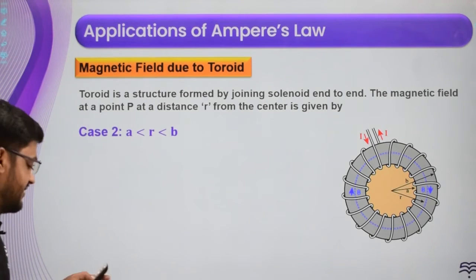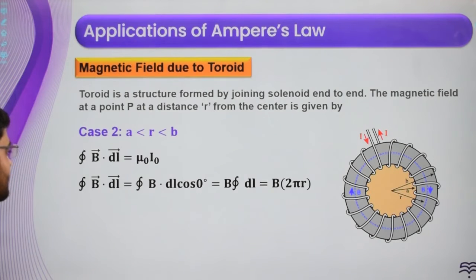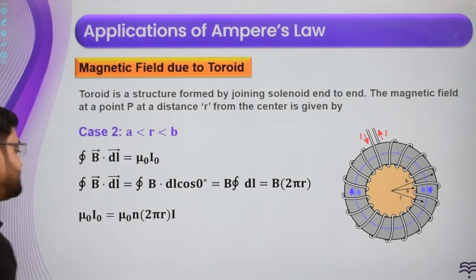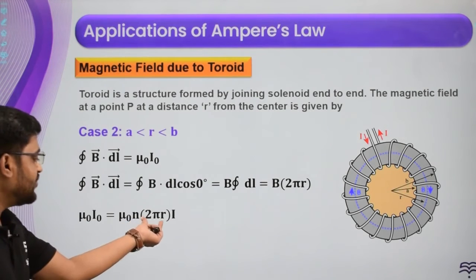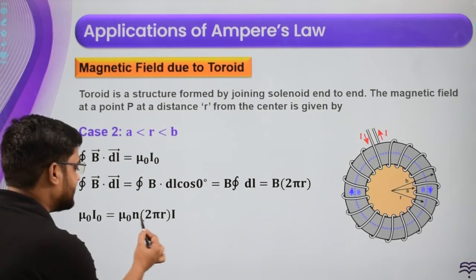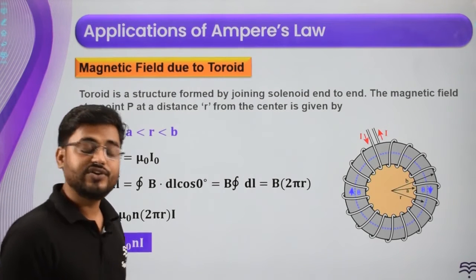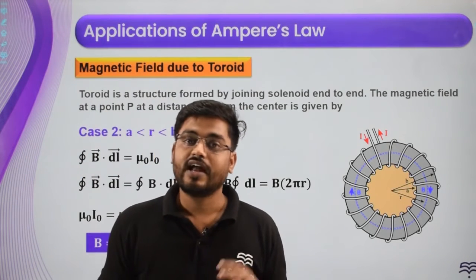So we'll be saying that it comes to be mu naught I naught, and eventually the final expression which we get is N into 2 pi r. They have said total number of turns is number of turns per unit length into length, okay? And the final expression is same as the field due to an infinitely long solenoid on its axis.